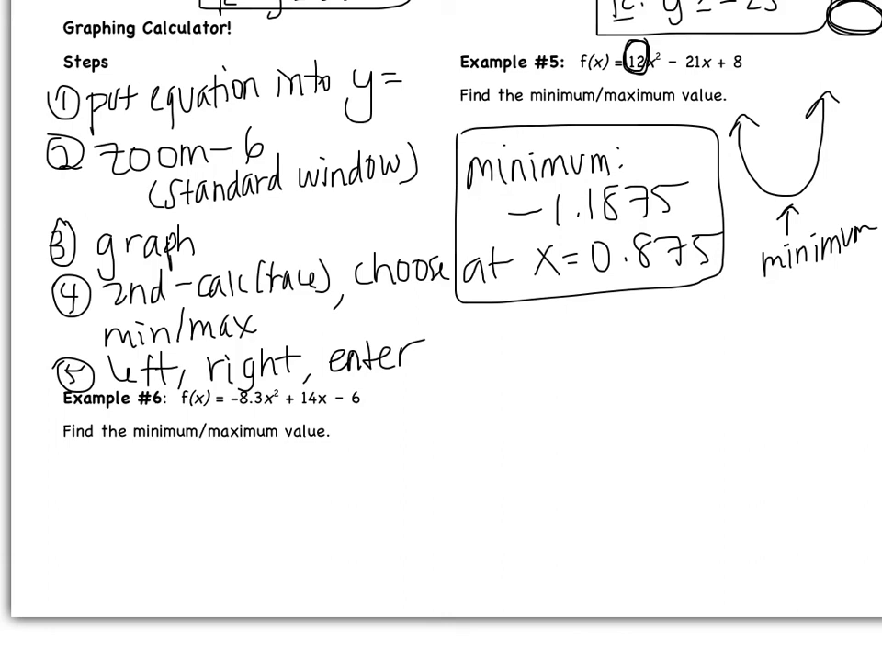Right now, pause the video and try example 6 on your own, please. Notice that we have a negative 8.3x squared. So before you do it, think, am I going to have a maximum or a minimum? When you've completed the problem, come back and we'll go over it together. Good luck.